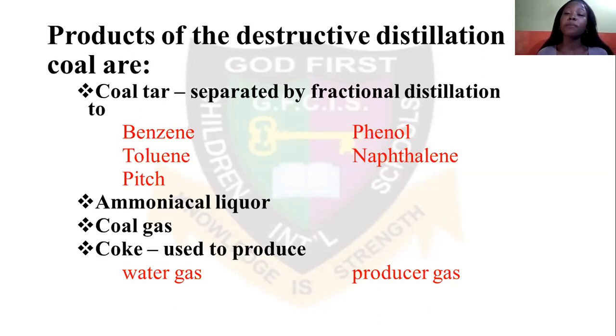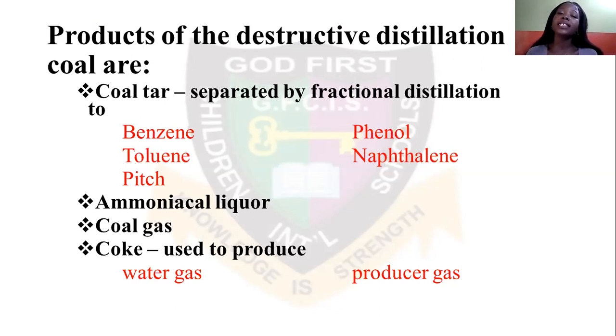In motor spirits. So benzene, these are the uses of benzene. Then toluene is used in making explosives. Then phenol is used as disinfectant and in making drugs like aspirin. Then pitch is used in road surfacing, like you call that coal tar, but coal tar itself is fractionally distilled to get this other product.